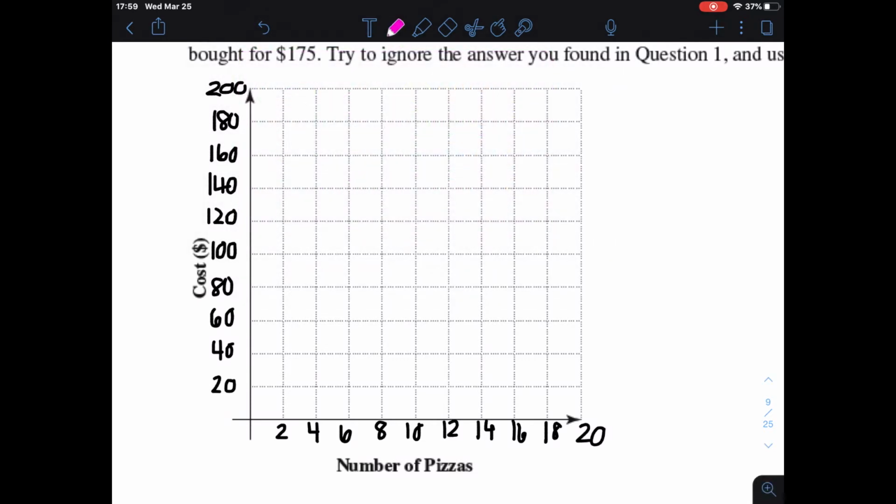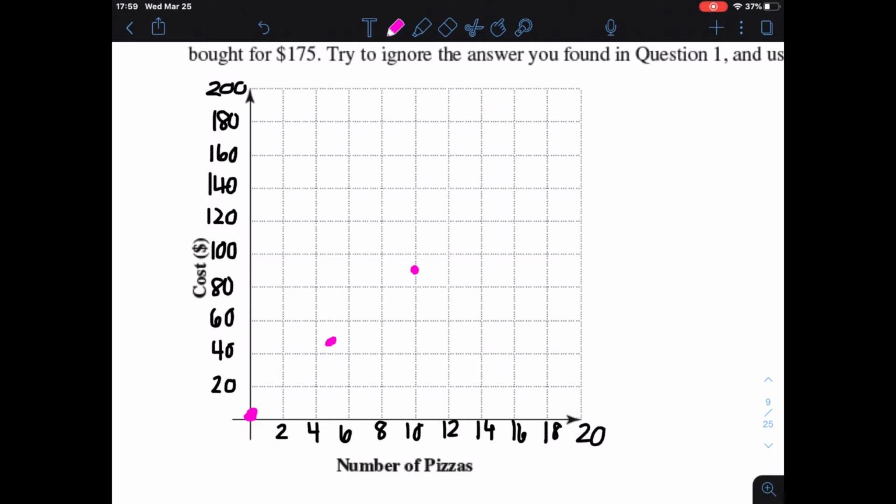So when we order no pizzas, it costs no money. 5 pizzas cost us $45. So that's going to be right around here. 10 pizzas cost us $90. So that's halfway in between the 80 and the 100.